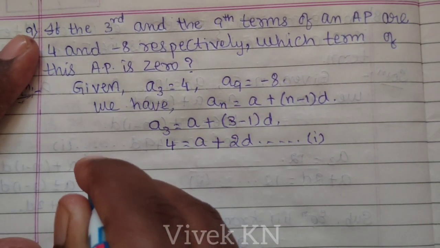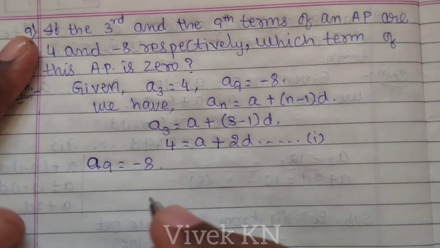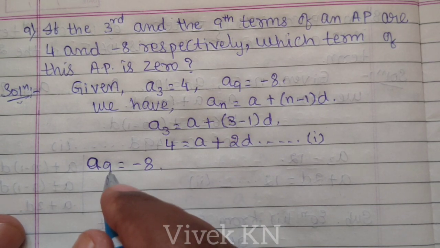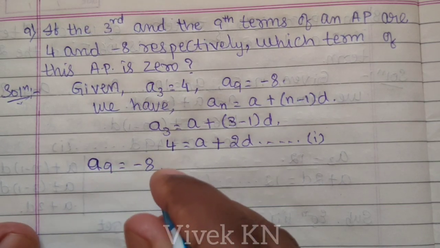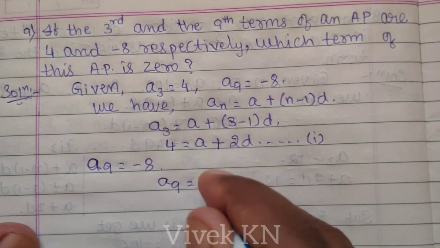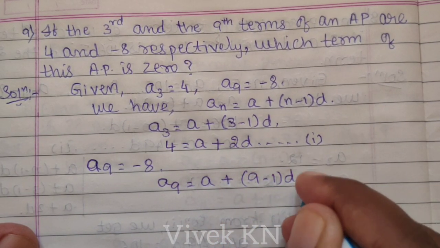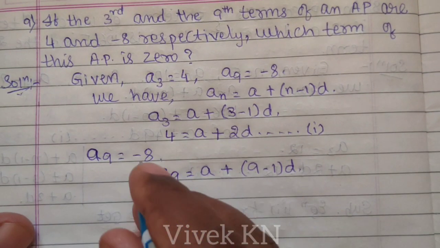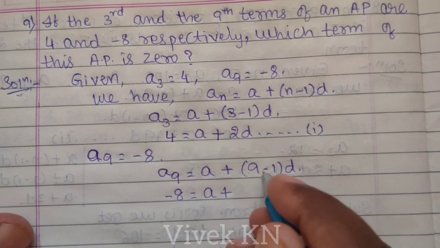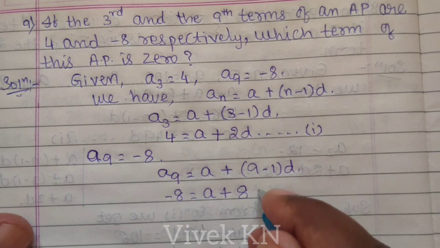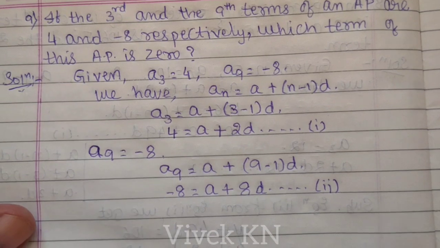Next, a9 is equal to minus 8. Substituting the value of n is equal to 9 in this nth term formula, we can write it as a9 is equal to a plus 9 minus 1 into d. Value of ninth term is minus 8. Minus 8 is equal to a plus 9 minus 1 is 8 into d. This is equation 2.